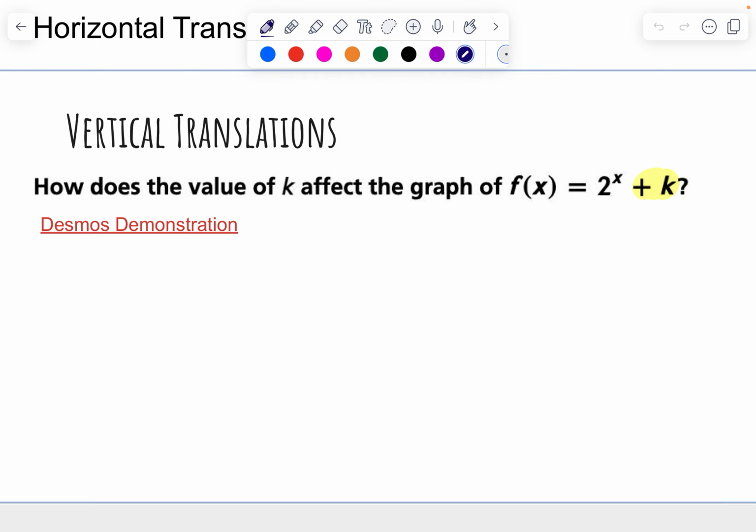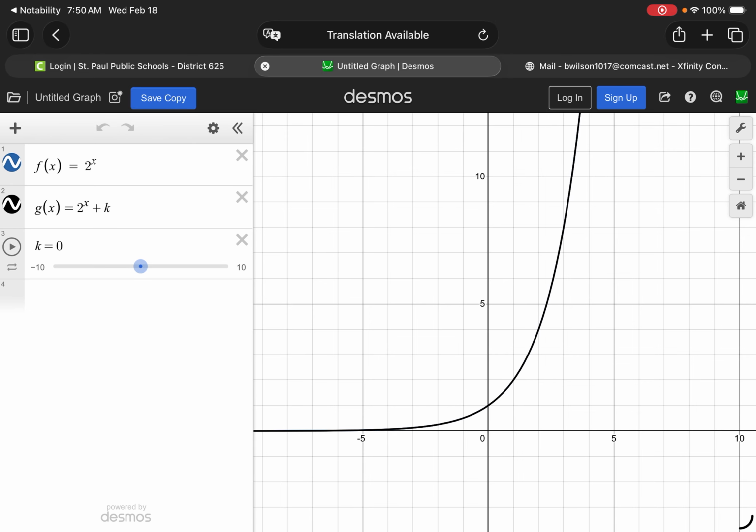How does the value of k affect the graph of f of x equals 2 to the x plus k? So we're going to see how it affects it when we add a number at the end of the function. If you look here, this is actually two graphs on top of each other. You'll see a blue graph when I start moving the black graph. The blue graph is just 2 to the x, and the black graph is 2 to the x plus k.